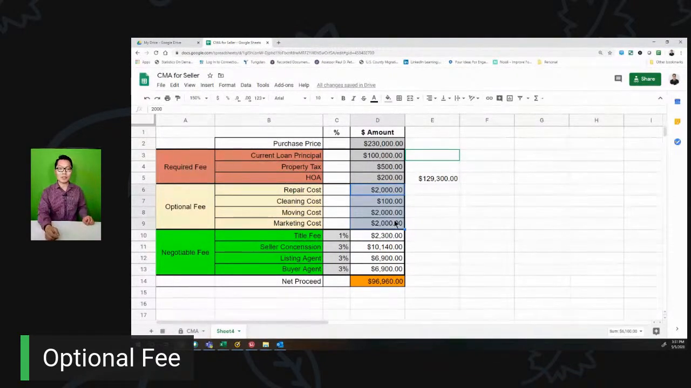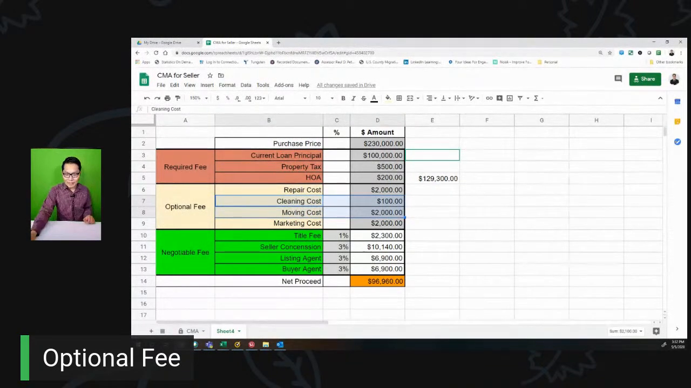Talk to your agent, talk to your listing agent. They should be able to look at the condition of the house and recommend some of the appropriate marketing as well as repair. Also look at your situation to see whether you need to spend on cleaning costs or moving costs or not. This list right here may not have all the costs associated with optional fees. However, this is a start for you to think about that.